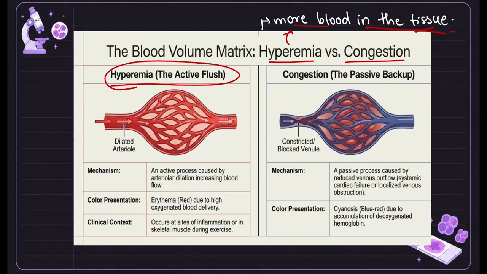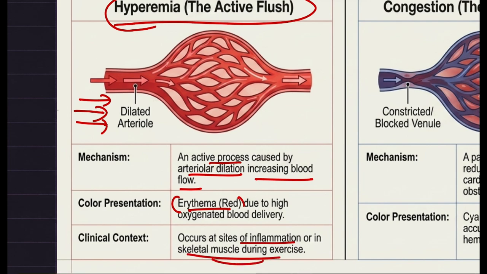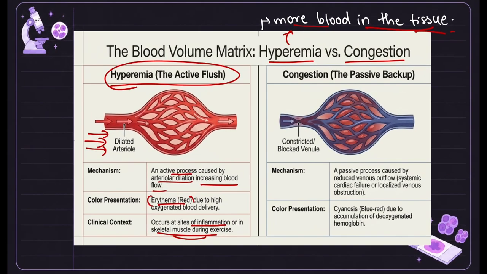Hyperemia is a purely active process. The arteriole actively dilates. More fresh blood forcefully flows into the tissue. Because this blood is highly oxygenated, the tissue instantly turns bright red. This active redness is medically called erythemia. It happens naturally at sites of inflammation or even in your skeletal muscles during intense exercise.